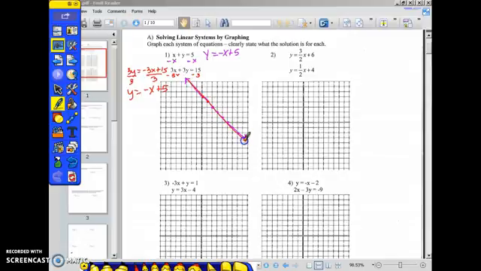I see that I have graphed that on the same line, so I have infinitely many solutions.